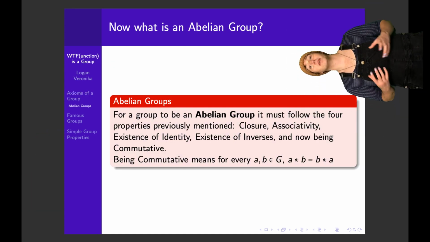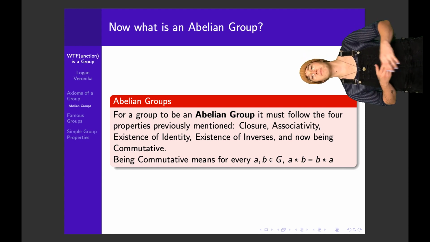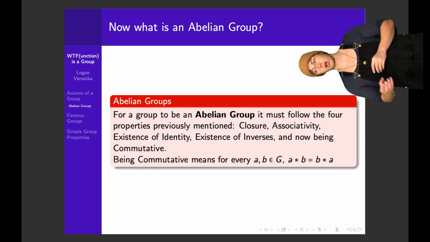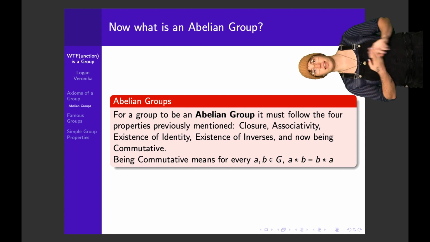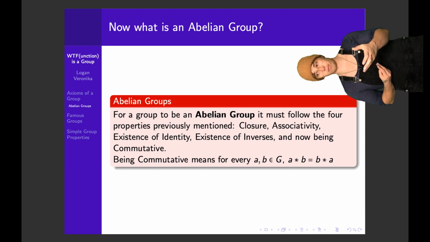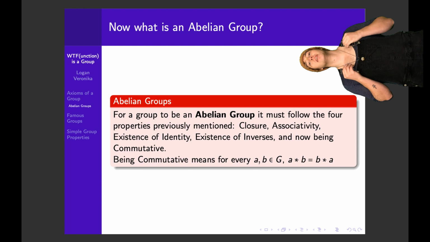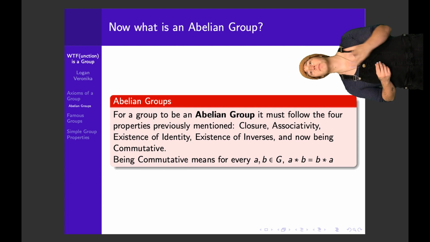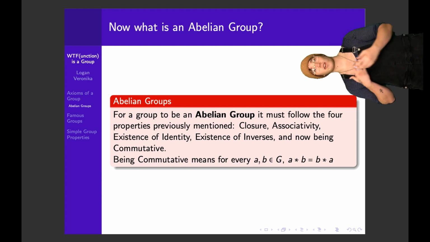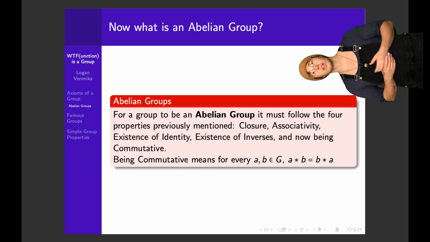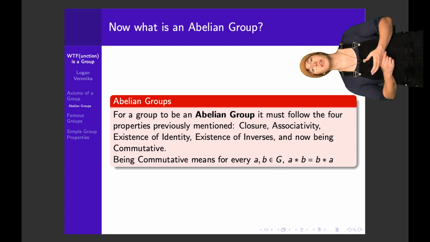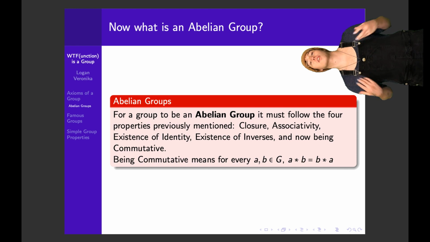Now we jump to abelian groups really quick. An abelian group has all four of those properties mentioned before: closure, associativity, the existence of an identity element, and the existence of inverse elements for every element. What makes an abelian group different is that it is commutative. We know from a class like Algebra 1 that commutative means for every a and b in G, a ∗ b will equal b ∗ a.